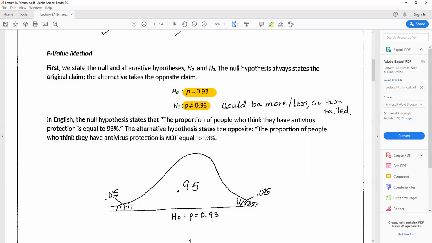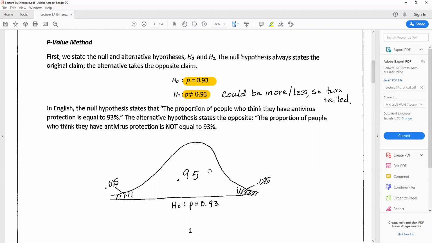In English, the null hypothesis states that the proportion of people who think they have antivirus protection is equal to 93%. The alternative hypothesis states the opposite. The proportion of people who think they have antivirus protection is not equal to 93%. Now we are doing a 95% confidence level. So we know that the mid region here is 0.95, which means that the tails have a total of 5%. That would be the alpha level. And if we split that 5%, each tail has 0.025, which is 2.5%.